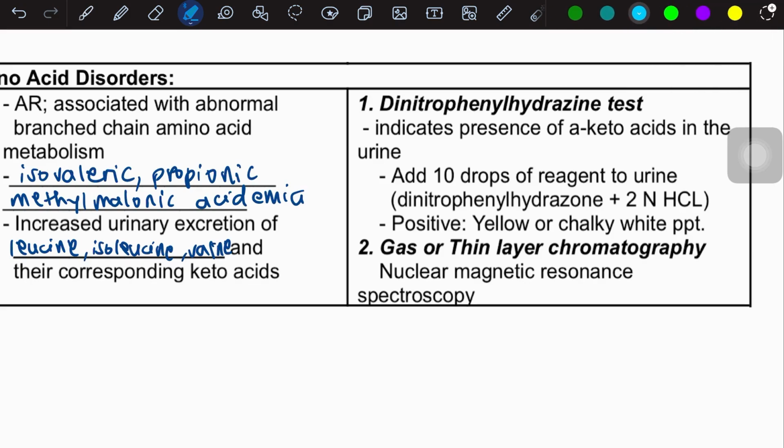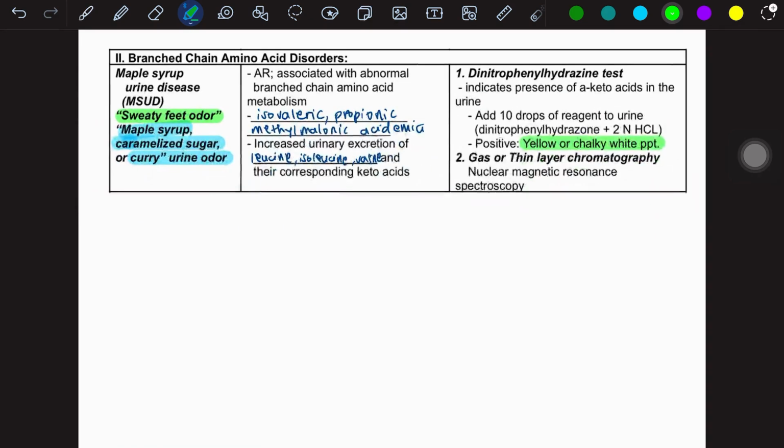And don't forget the positive result, that is your yellow or chalky white precipitate. Or if you see it in the Strassinger, yellow turbidity. So that is it, or yellow precipitate. So for our gas or thin layer chromatography, we have your nuclear magnetic resonance spectroscopy.